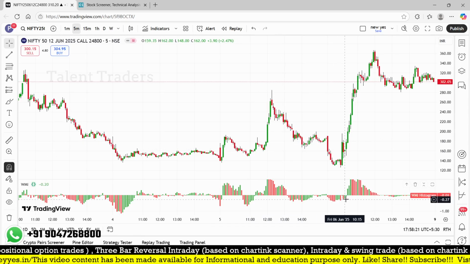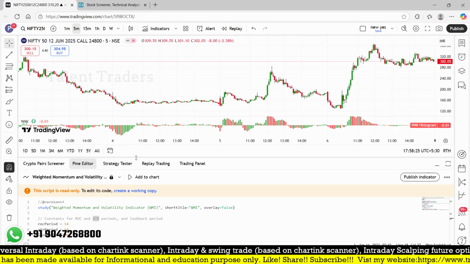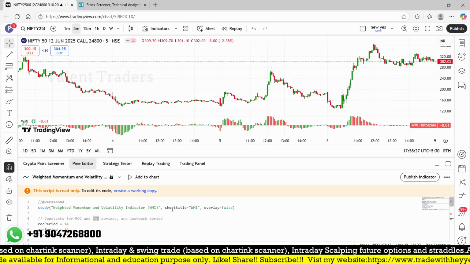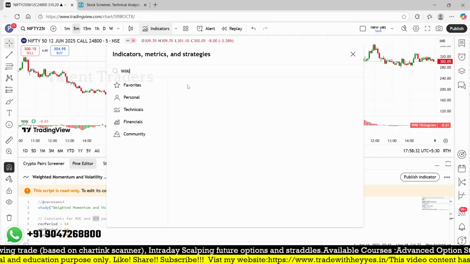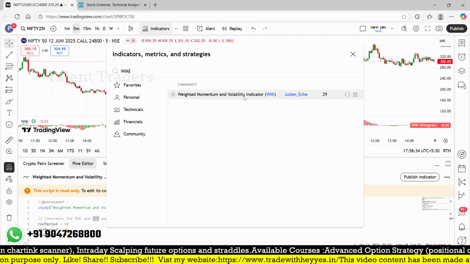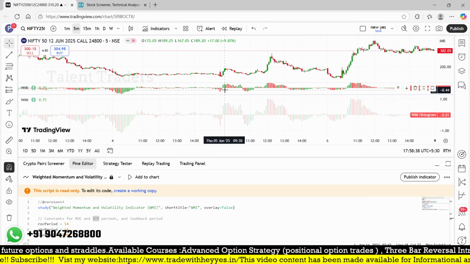This is the indicator. It is free, so you can search for it and use it. It is the Weighted Momentum and Volatility indicator, WMI. You can search for WMI. I think this is something different, but yeah, both are the same, something like that.